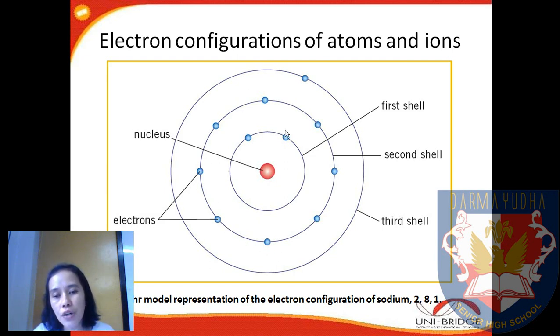Now, take a look at the first shell. The maximum number of electrons in the first shell is 2. The maximum number in the second shell is 8. The maximum number in the third shell is 18, but we just have one here because the remaining electron that we can put in the third shell is 1. Electrons in the outer shell are what we call valence electrons. Valence electrons are very important because they are used to determine the chemical properties of an atom, such as reactivity.